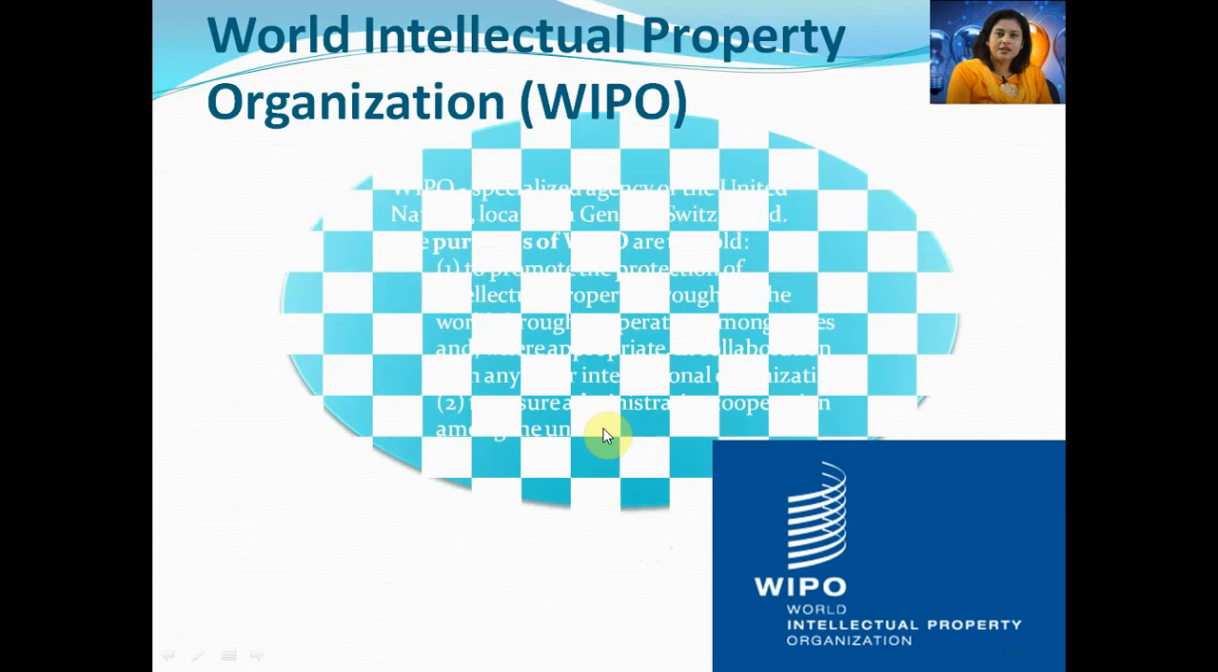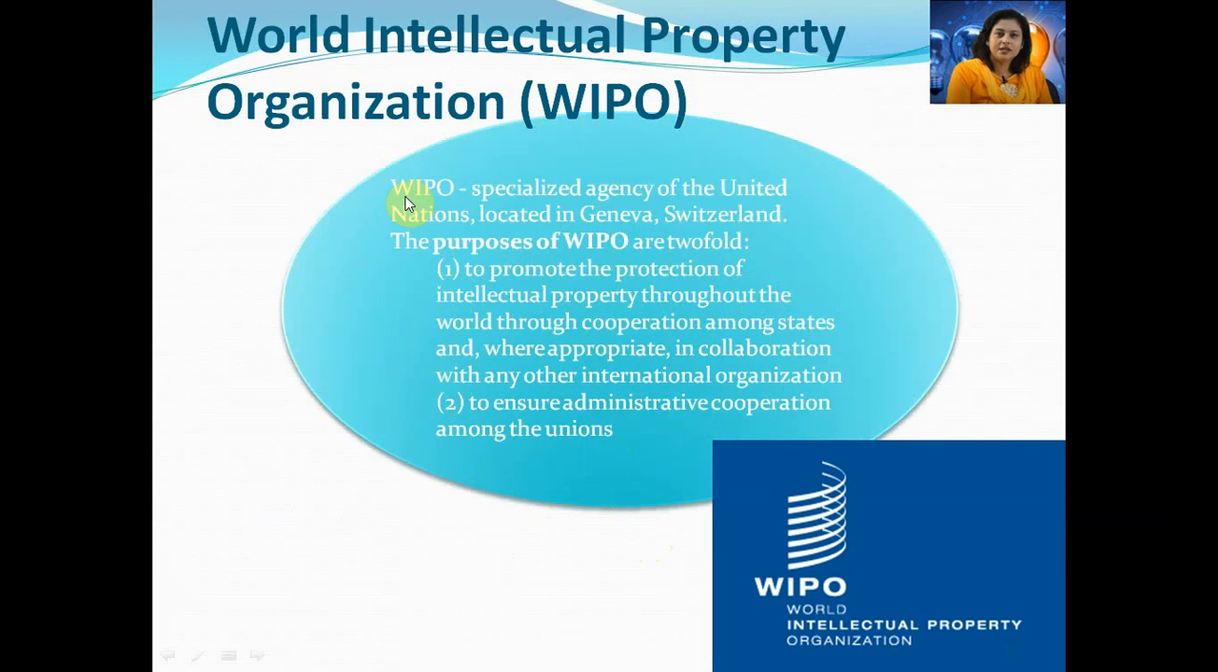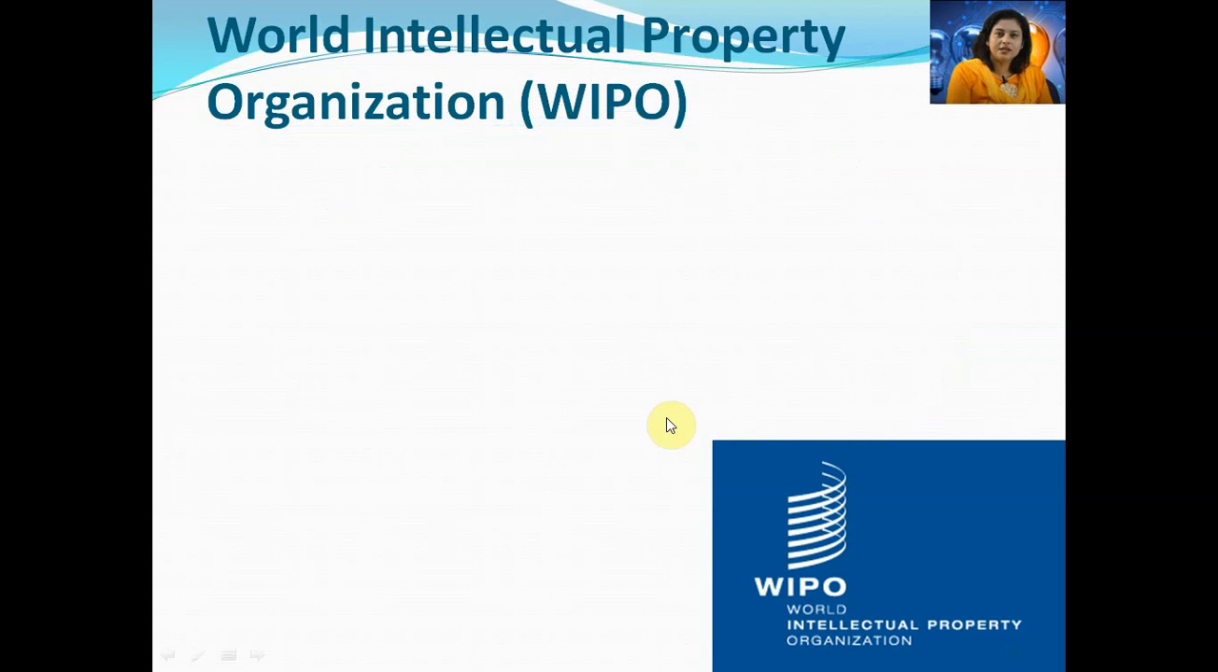World Intellectual Property Organization, or WIPO, is a specialized agency of the United Nations, and it is located in Geneva in Switzerland. There are two purposes of WIPO. Number one, to promote the protection of intellectual property throughout the world through cooperation among states and, where appropriate, in collaboration with any other international organization. Number 2, to ensure administrative cooperation among the unions.